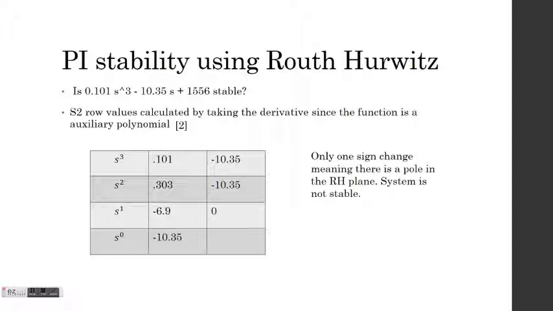The S2 value in the transfer function is 0. Therefore, that would make the S1 value a non-existent value because 0 would be in the denominator. I had to do some research on how to calculate auxiliary polynomials and what to do when there is a 0 row. On further research, I concluded that by taking the derivative of the value, the transfer function, you can substitute that into the Routh-Hurwitz array and continue. This array proves that the system is not stable.